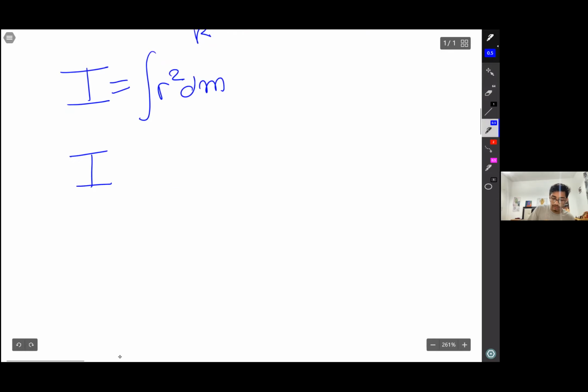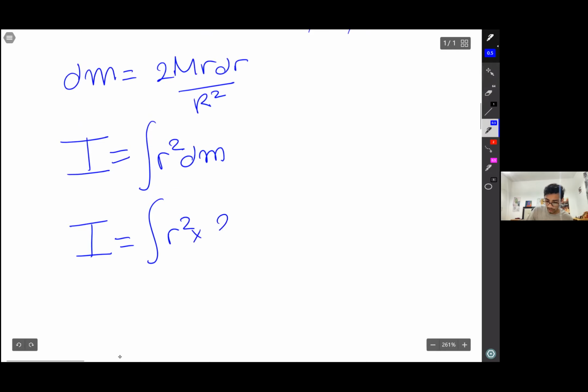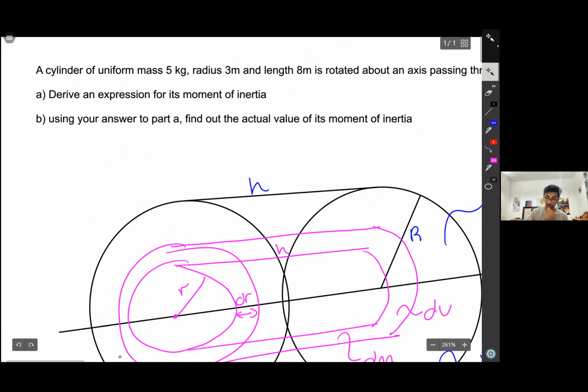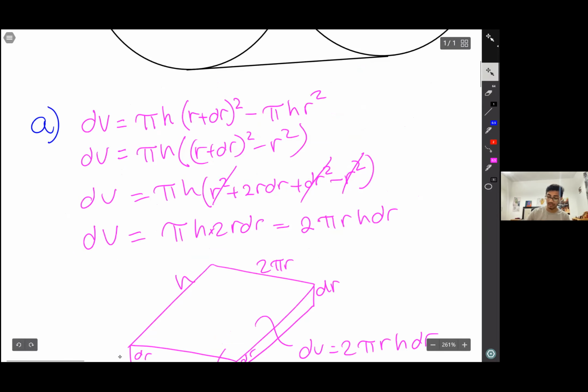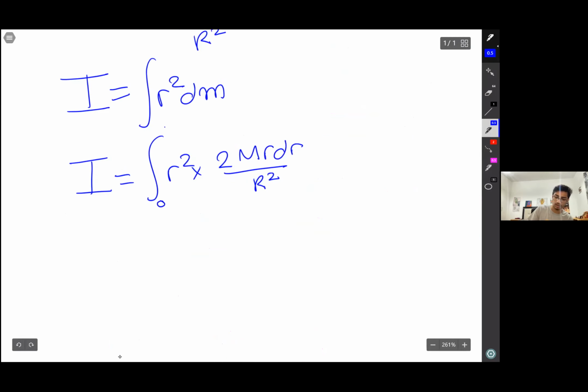So let's plug in the value for dm. dm, as we saw, was 2mr dr over capital R squared. Now let's also find our limits of integration. Well, what's the smallest value r can be? Looking at the cylinder, r can't be negative because that's just going in the other direction, isn't it? And so the smallest value it can be is just 0, right at the center over here. And what's the largest value it can be? Well, the maximum value r can possibly be is capital R. So my limits of integration are from 0 to capital R.